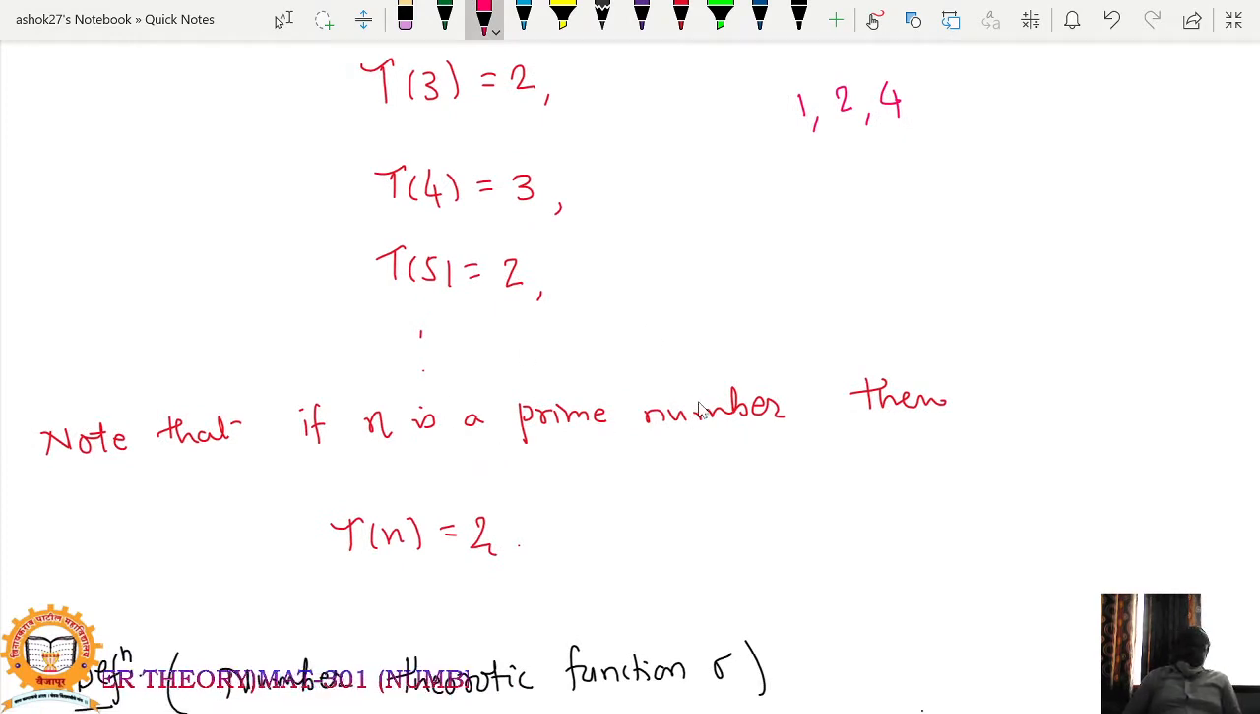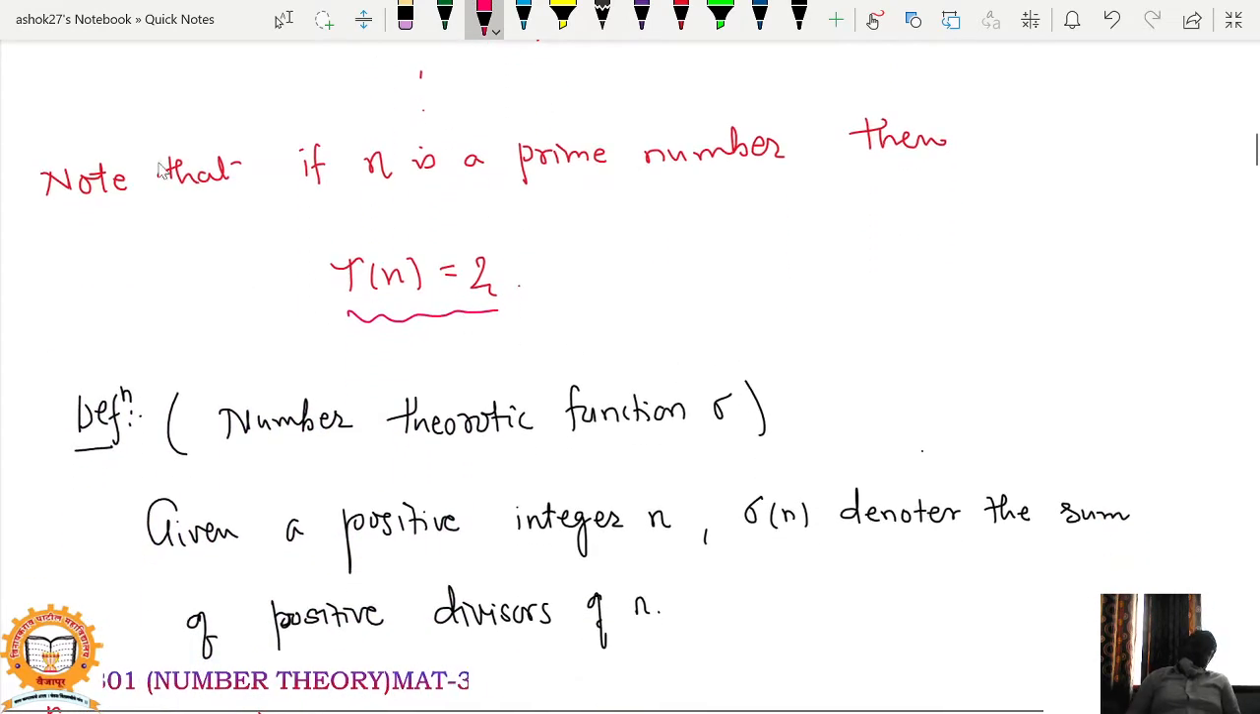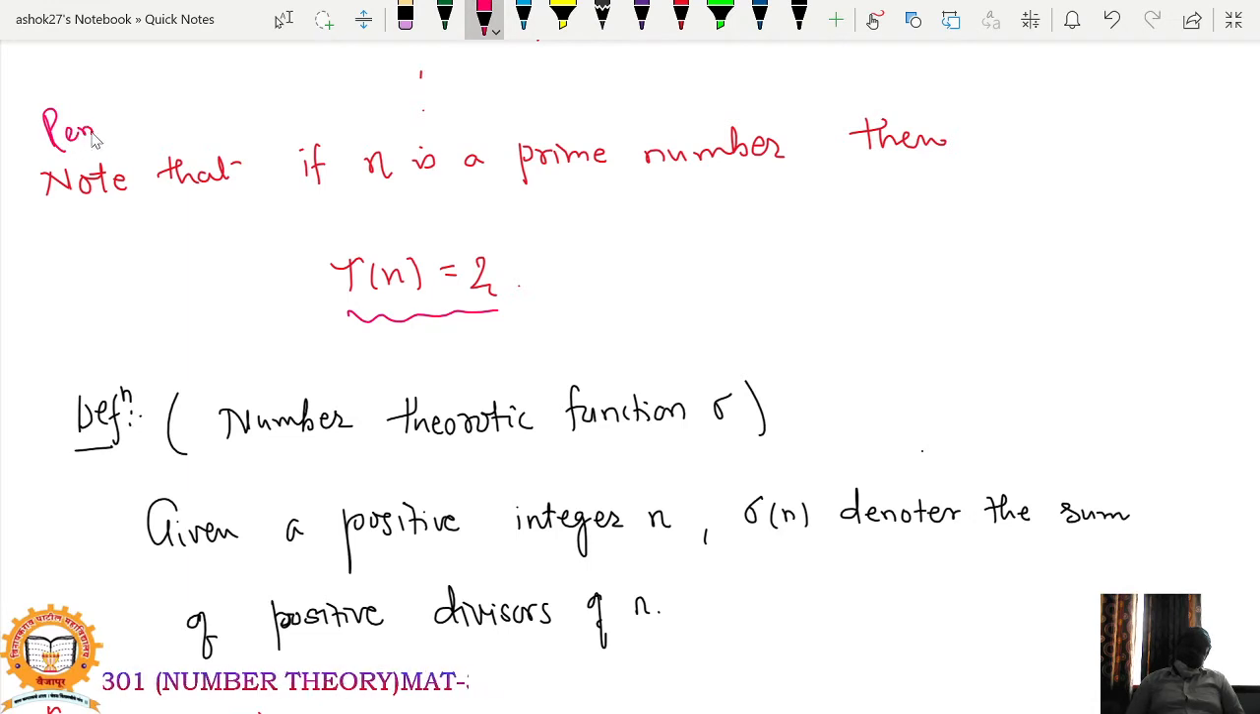So note that if n is a prime number, then what is tau of n? Tau of n will be 2, always 2. If n is a prime number, then tau of n is always 2. That will be one property of this number theoretic function tau. You can write it as a property or a remark: if p is a prime number, then tau of p is equal to 2.